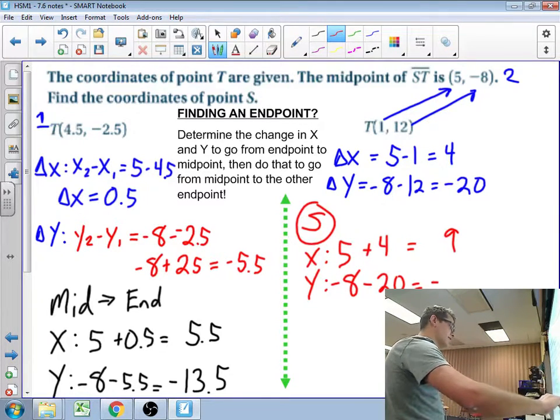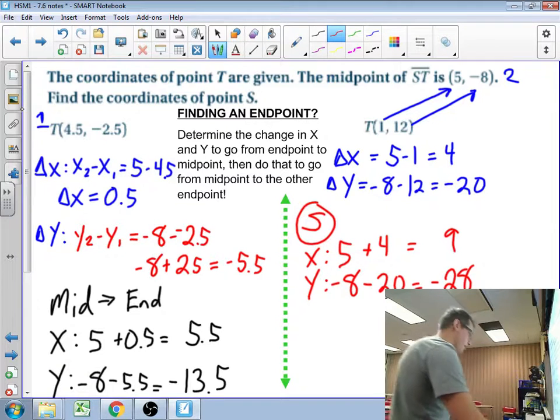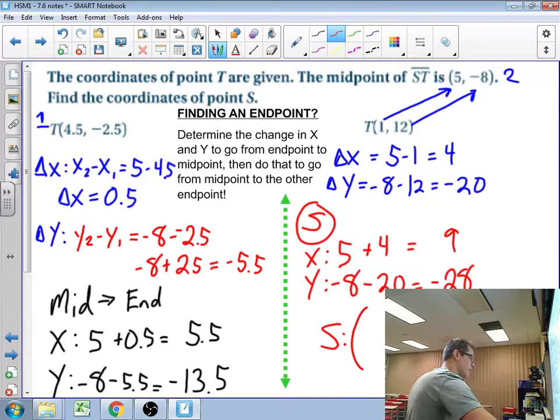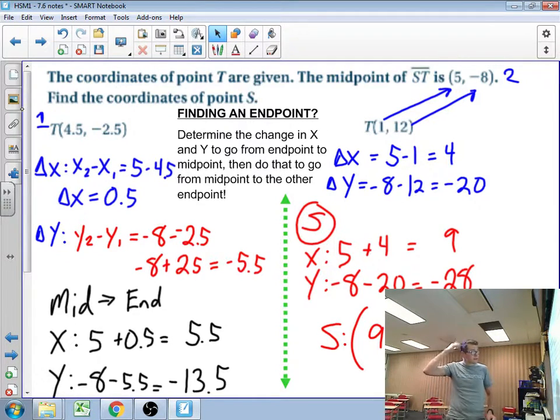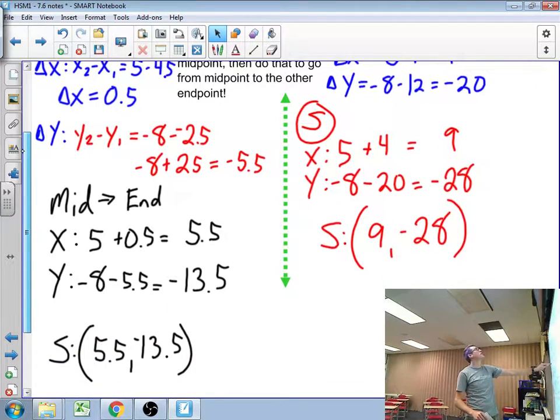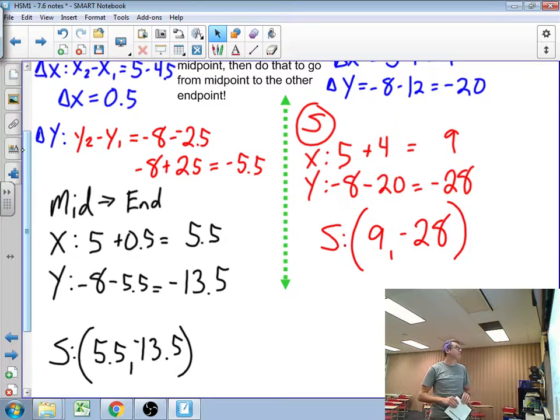I get 9 and negative 28. So S, we can now say, would be at (9, negative 28). So that is how we find an endpoint when we're only given one endpoint and a midpoint. Find that change in y, change in x, and just apply it all over again. I got out of the viewable space, so there is the end of the solution for finding S.